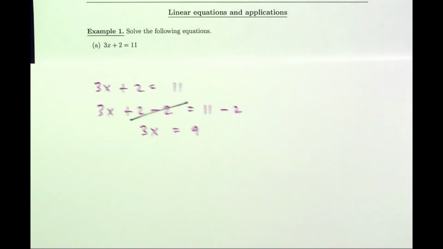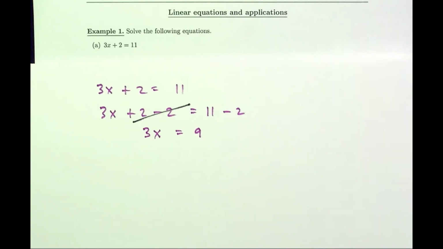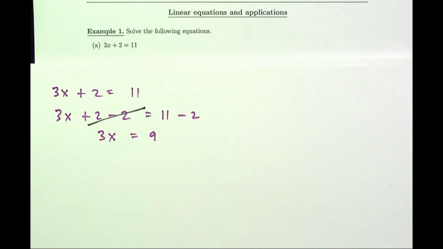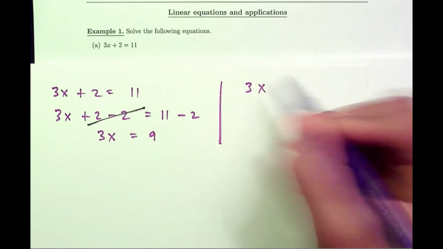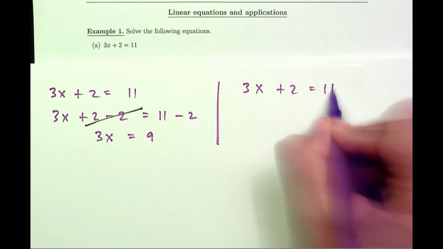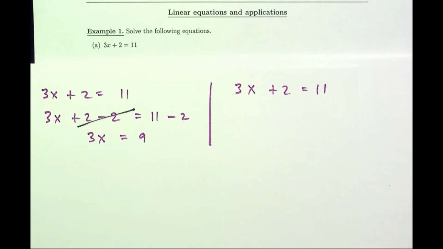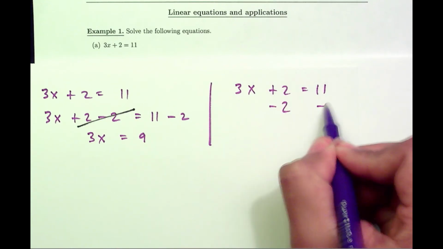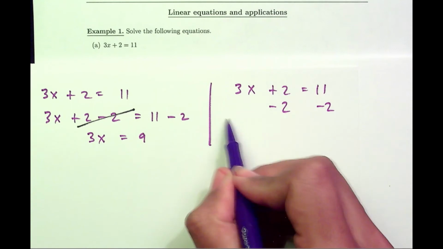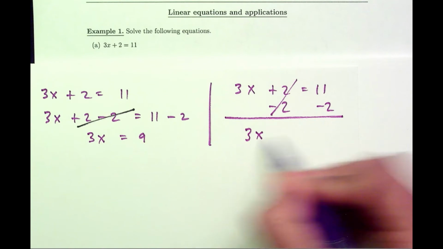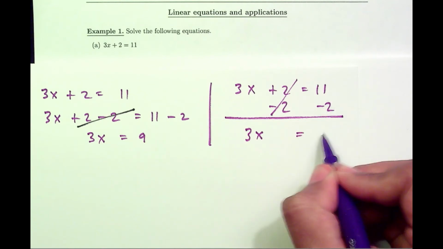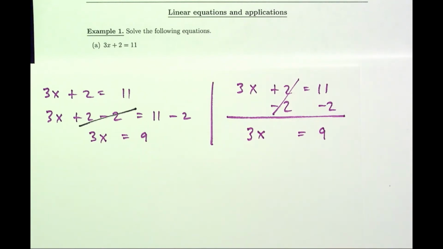Some other people write this vertically instead of horizontally. So let's say 3x plus 2 equals 11. I'm writing that again. Some people would just write the minus 2 down vertically like this, and then say, okay, now add down. Now these cancel. You would get 3x equals 11 minus 2, which is 9. So it's really just a matter of preference. You could write it either way.